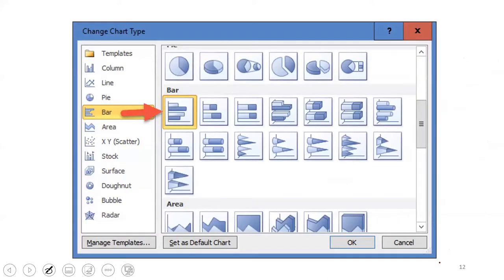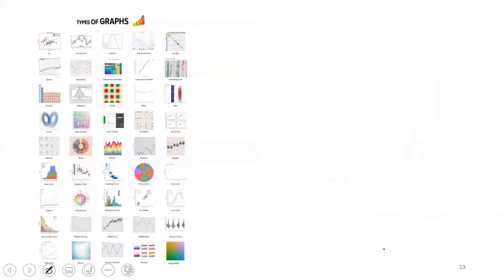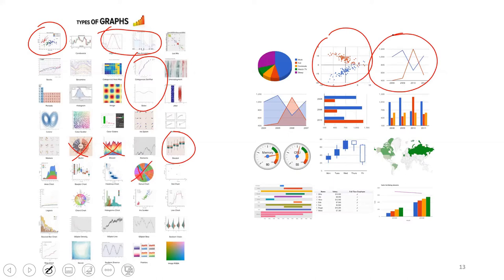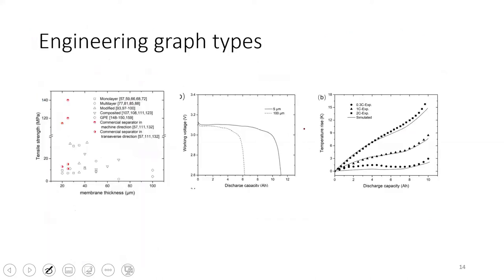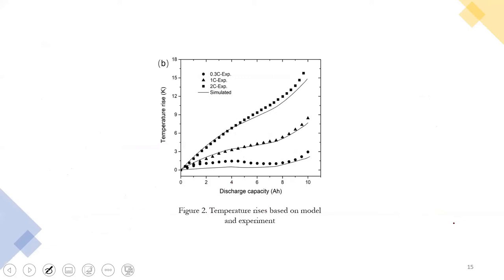There are many types of graphs. I suggest you use very simple ones like this, depending on your research. But that's what I typically use for engineering. There are three types of graphs. This is called dots. This is line, and this is comb. When you have a combination, you use a continuous line for the calculation.